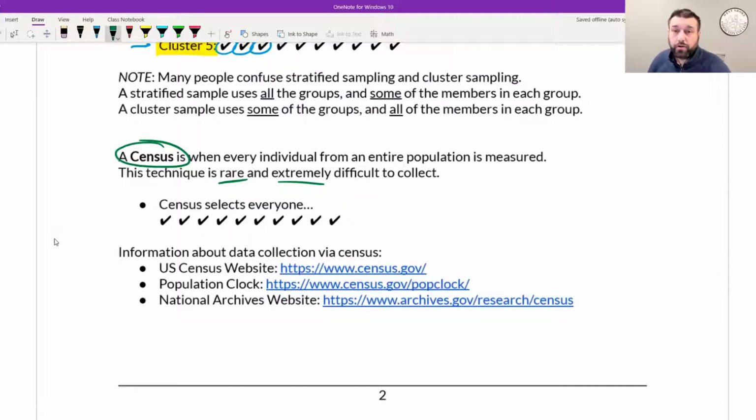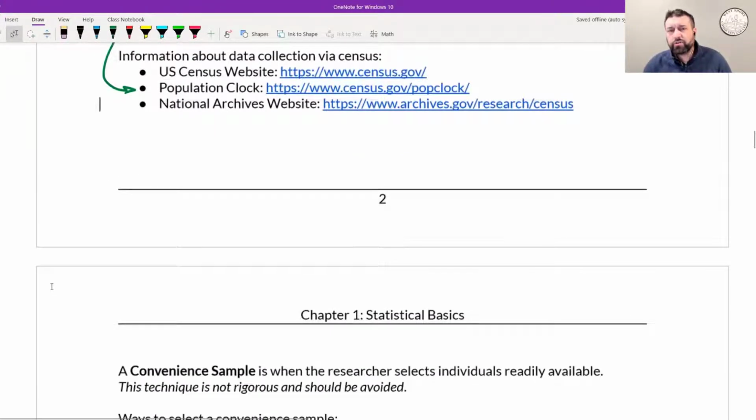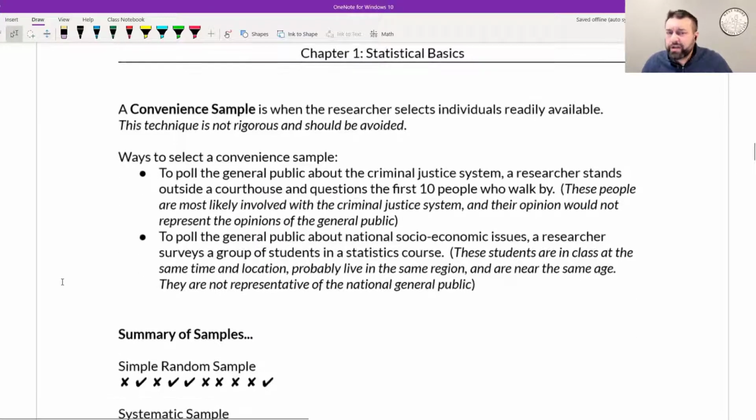If you do want to go and view some of the information from the United States Census, you can go to these websites, and they actually got some pretty cool data that look at census information. Who composes the United States? And where do they live? And what do they do? How old are they? Pretty interesting information. Okay, so those are sort of the types of samples we can do.